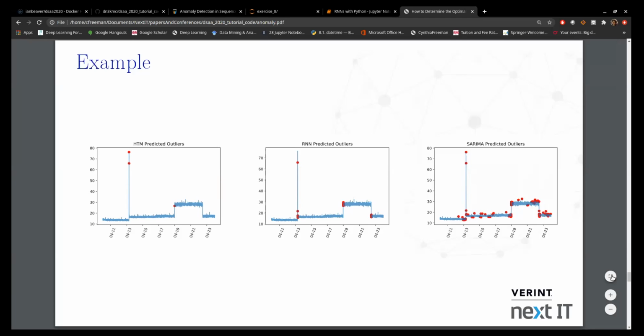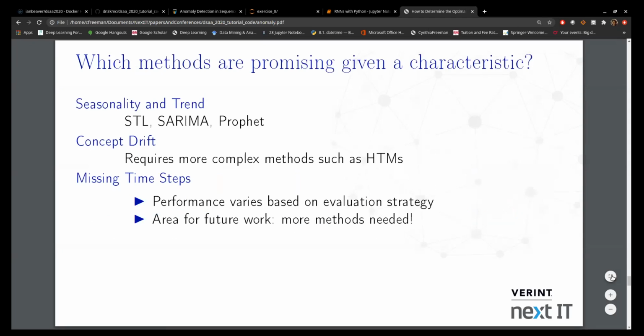The HTM and RNN appear to perform quite well, capturing the initial spike and the first few concept drifts. SARIMA, however, suffers, being extremely sensitive to noise and also unable to quickly adapt when a concept drift has occurred. Recall that a concept drift should trigger an anomaly, but an adaptive system should quickly determine that a new pattern of behavior has occurred and is the new normal.